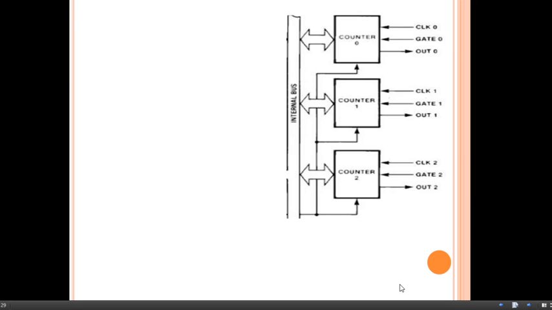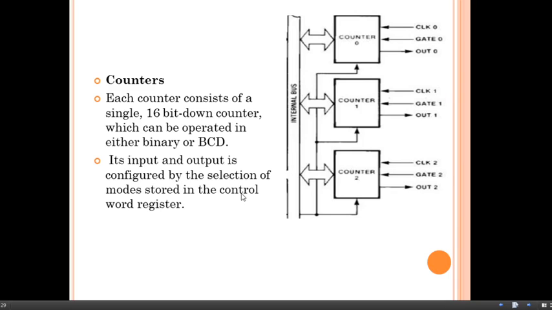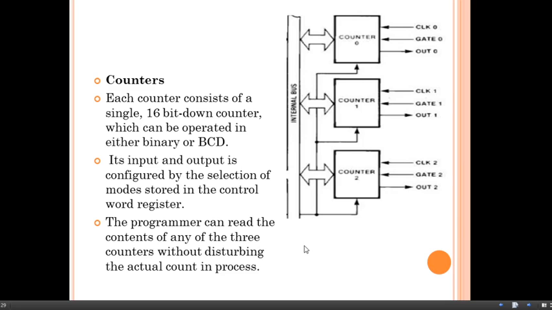Now we will see the next important part of the functional block diagram, that is nothing but the counters. So a total of 3 counters are present here, counter 0, counter 1 and counter 2, and each counter consists of a single 16-bit down counter which can be operated in either binary counting or BCD counting. Its input and output are configured by the selection of modes stored in the control word register. Based on the control word register, the input and output of these counters are configured and the modes get selected. The programmer can read the contents of any of the 3 counters without disturbing the actual count in the process.